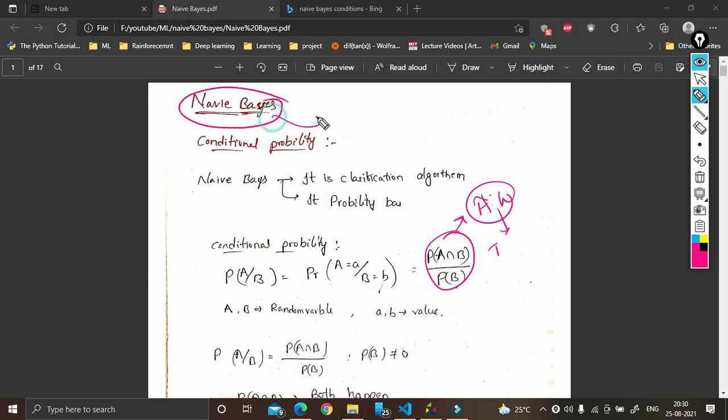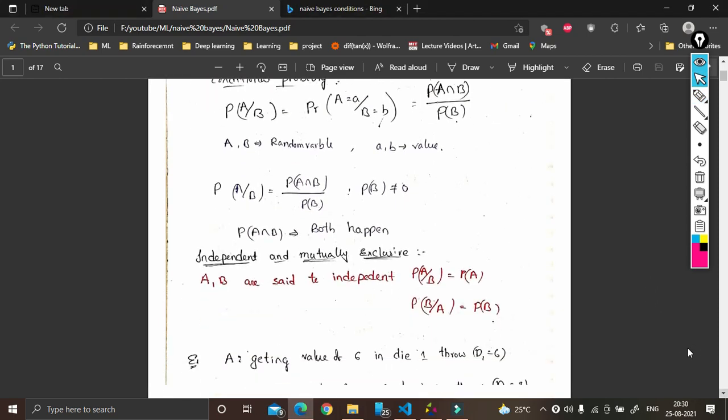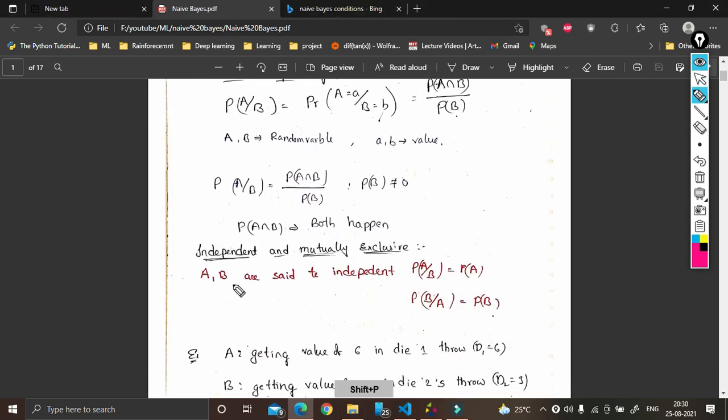In the naive Bayes algorithm, we have a condition. That means the features are considered independent of each other. That means we have features x1, x2, x3 and y is the output. These features are independent. x2 is not dependent on x1, x3 is not dependent on x2, x3 is not dependent on x1. This is what we consider. We will see mathematically what it is.